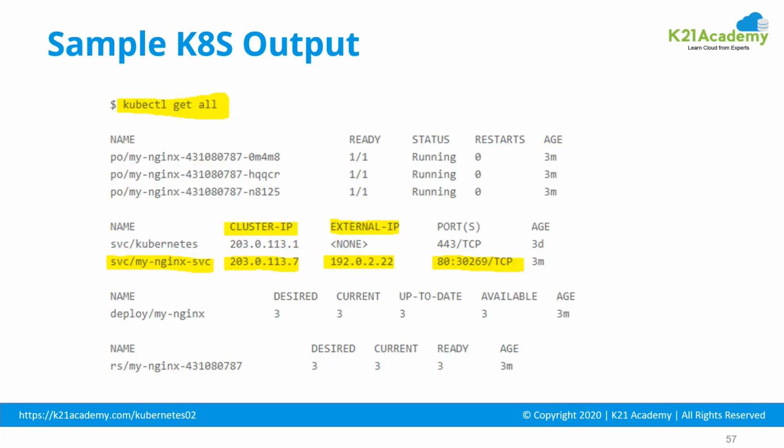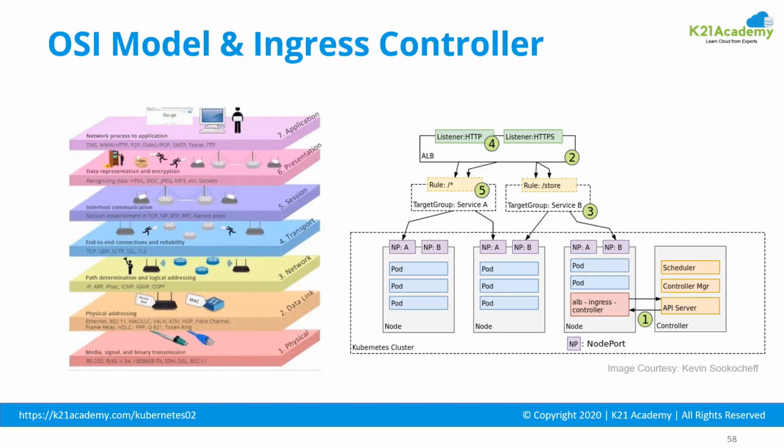If you want to see the status of the services, you can run a command called kubectl get all. That will tell me the status of all my running pods, including the service. So here is one of the services which is defined with a load balancer, where the external IP of this load balancer is 192.0.0.2.22.